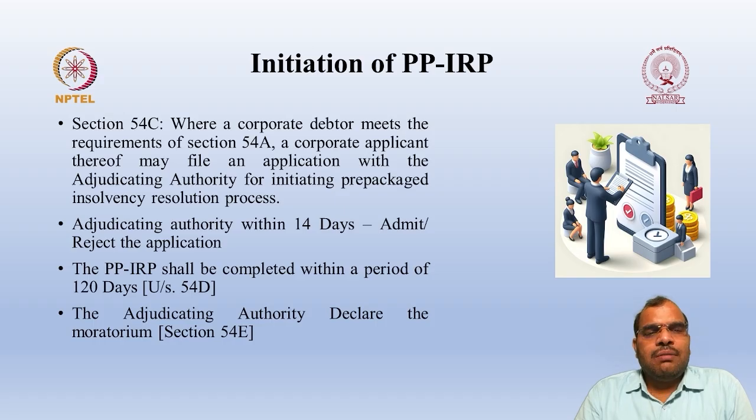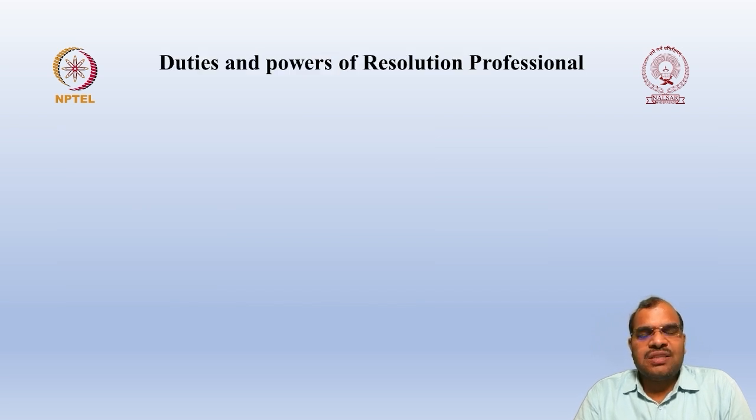Please remember, once the application is made under section 54C and the adjudicating authority is admitting the application, in such cases the adjudicating authority is immediately going to declare the moratorium also. Already we have discussed in the previous classes the importance of moratorium. You cannot file any case against the company during the moratorium period. So once the admission is done, that is, the adjudicating authority has admitted the application, immediately the moratorium will be enforced. That is section 54E.